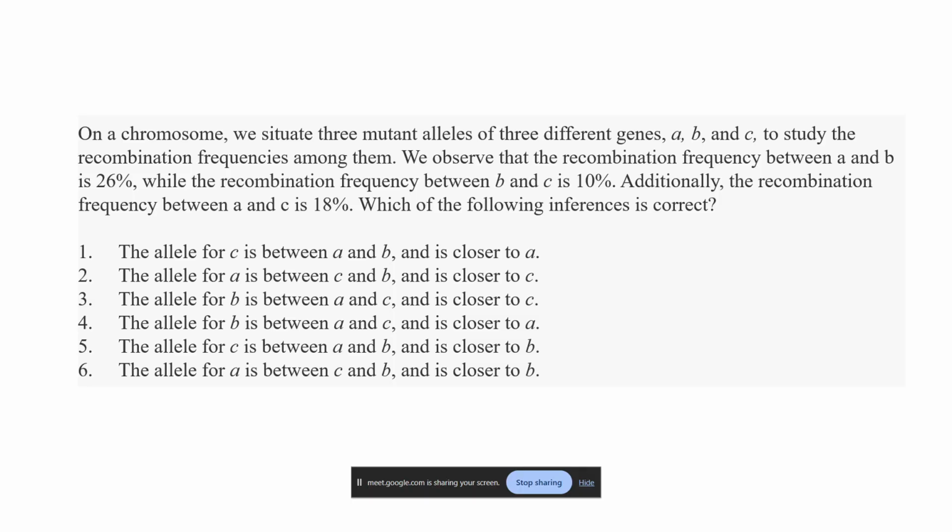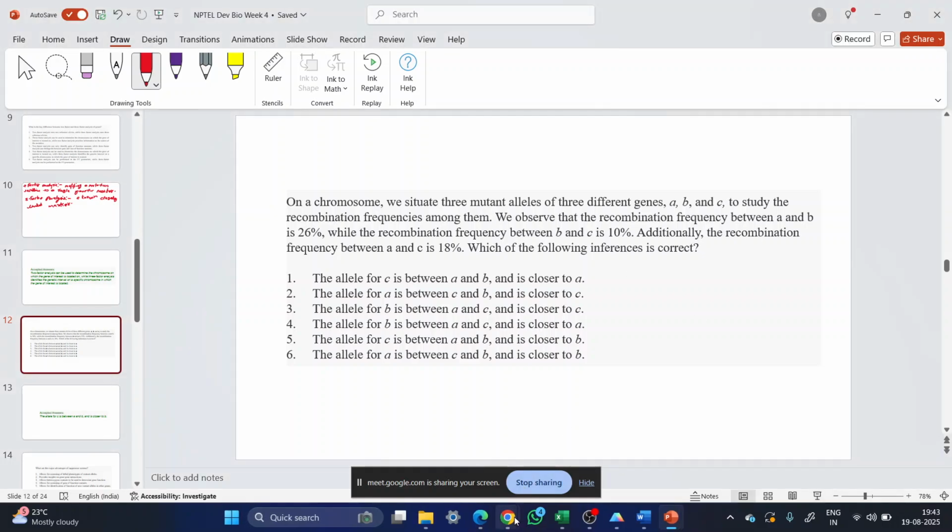Okay, now I'm switching the screen. Fine. Let's see if you have anything. Okay, so now let us try to understand this question. It is a question regarding 3-point test cross. Whenever there is a question about 3-point test cross, the recombination frequency which is given between the two genes or the two alleles is basically the distance between them.